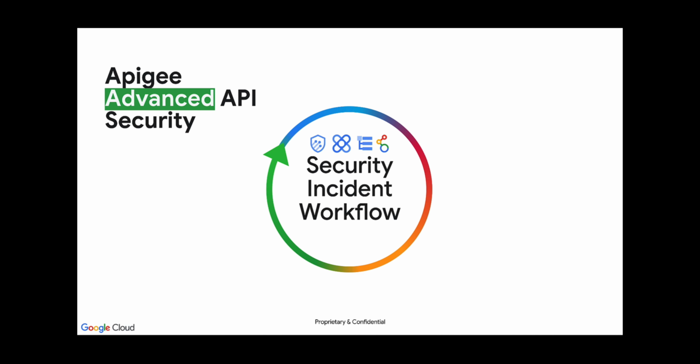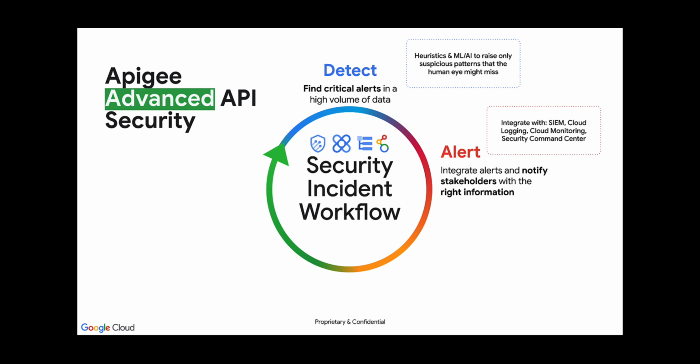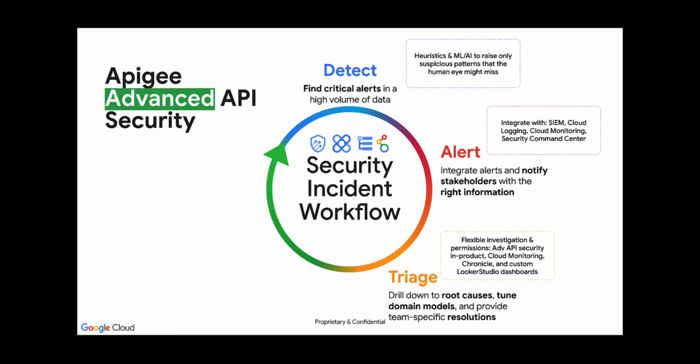So this slide illustrates the security incident workflow within the Apigee Advanced API Security product. It involves detecting critical alerts through heuristics and also machine learning, and then alerting stakeholders with relevant information, and then triaging to drill down to root causes and acting to respond to malicious activity quickly, such as blocking or redirecting suspicious traffic.